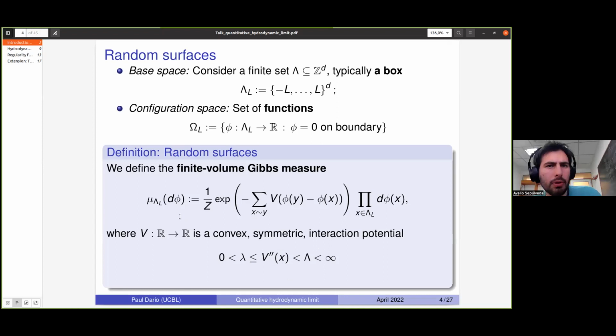One question: by symmetric, you mean even? Yes, V of x is equal to V of minus x. Thank you. They call it symmetric in the literature.